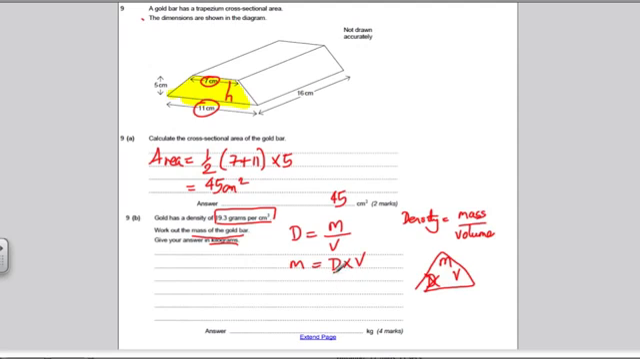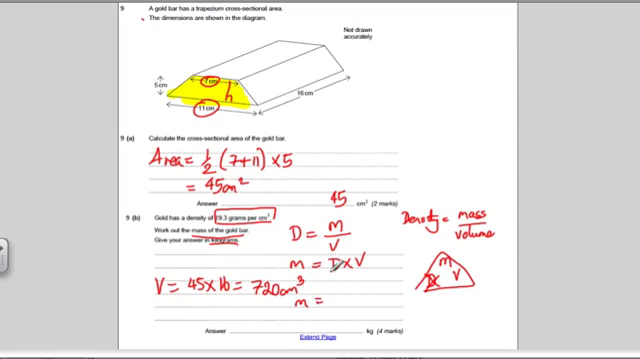Okay, well, what's the volume of the shape? It's a prism, so it's the cross-sectional area times by the depth. So the volume is 45 times 16, and you would get 720 centimeters cubed. So therefore, what's the mass?